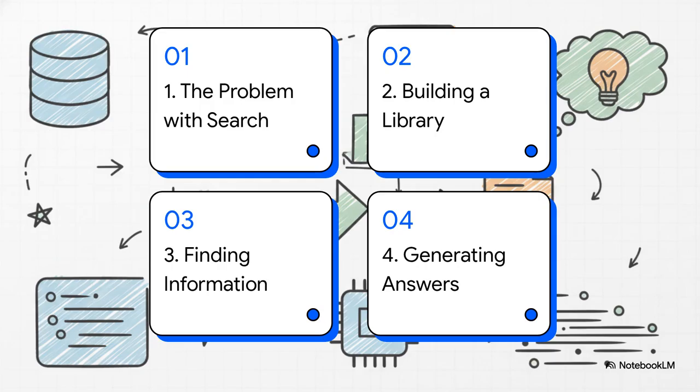Okay, so here's our game plan. First, we'll dig into why we even need this stuff. What's the problem with regular old search? Then, we're going to get our hands dirty and build what's called a semantic library. After that, we'll figure out how to ask that library a question and get the right info back. And finally, we'll tie it all together to generate answers that are actually based on facts.